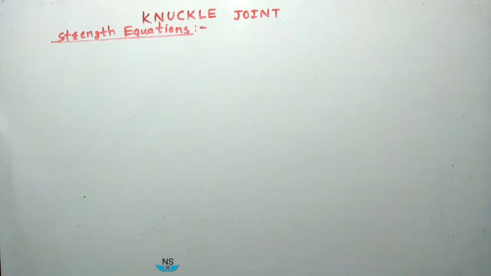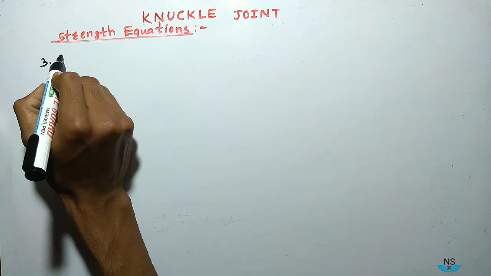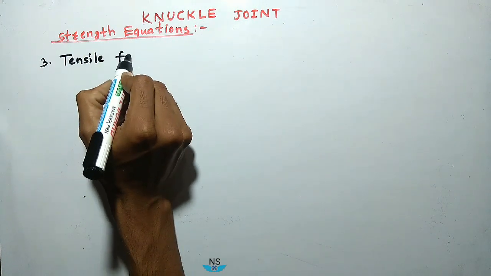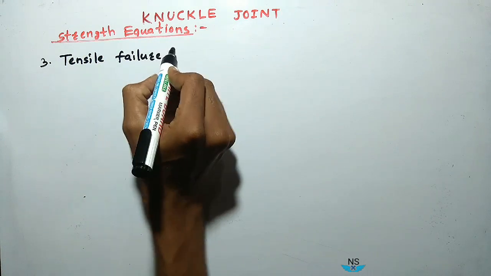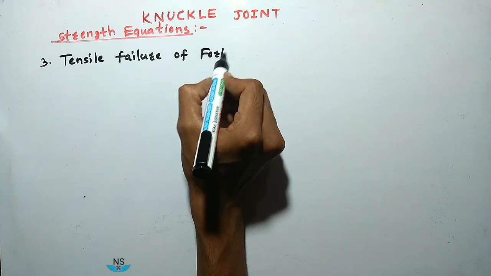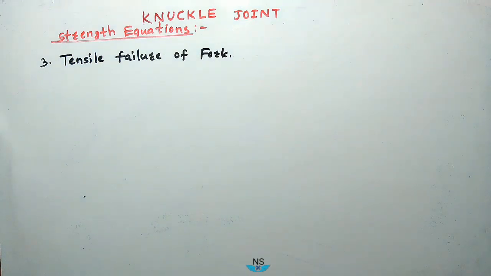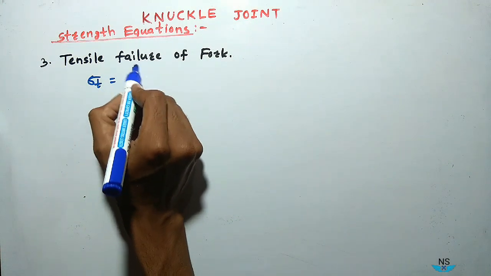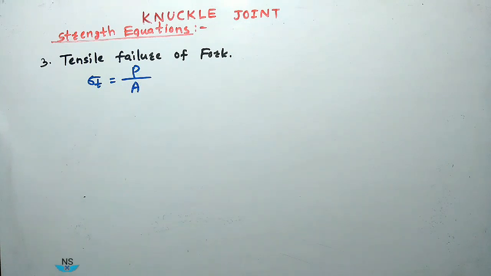See the third strength equation, that is third type of failure, that is tensile failure of fork. Where tensile failure of fork will take place? At the center of pin, or at the center of hole for pin. So tensile failure is there, therefore use the equation of sigma T, that is P divided by A.